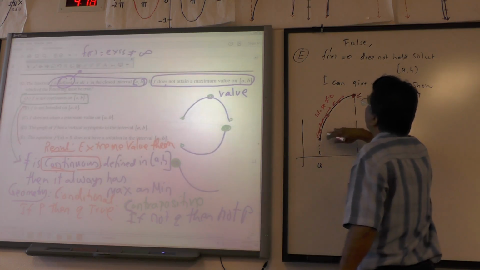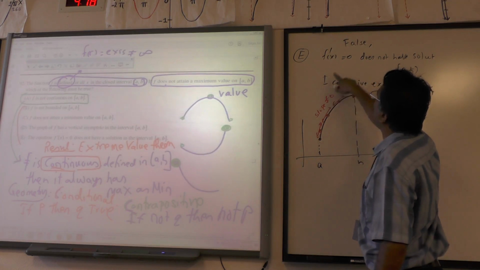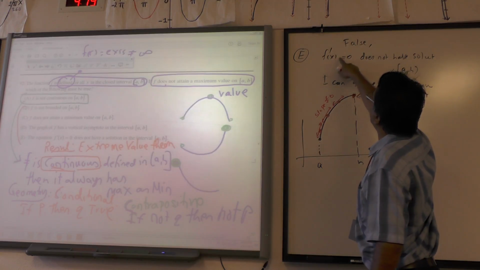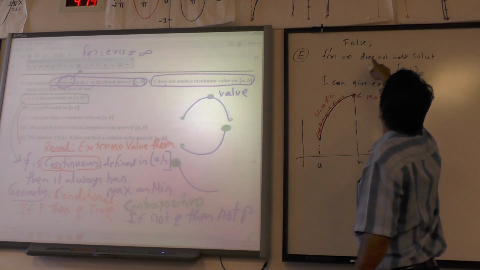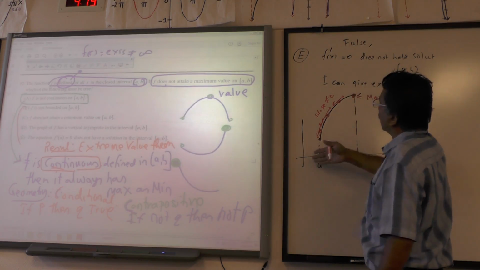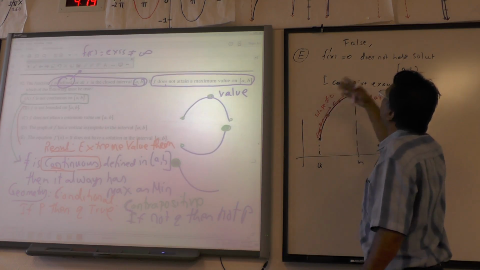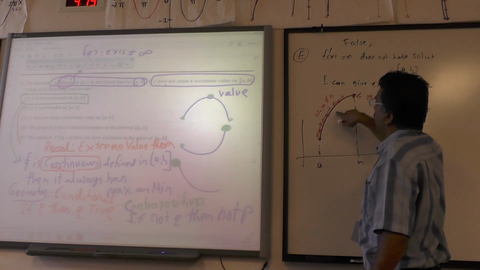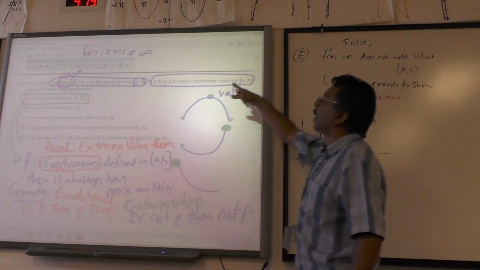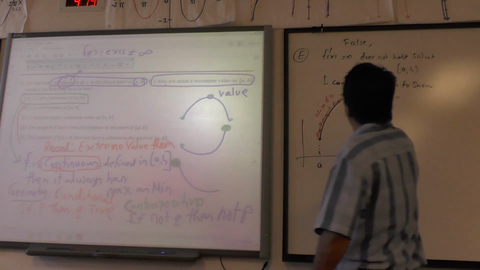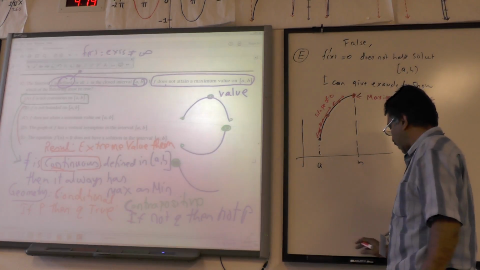So how can you say just because its slope is not 0, f dash of x does not have a solution, meaning the slope can never be 0 here. Does that mean that it does not have a maximum? No, there is a maximum, you see. So E is false.